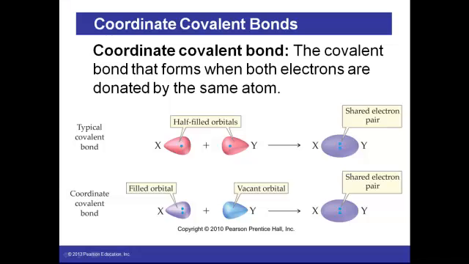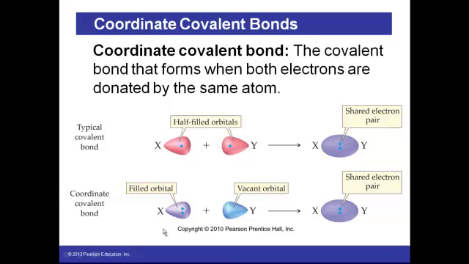In a typical or traditional covalent bond that we've been talking about, each atom in the bonded pair is contributing a single electron to that sharing pair. And so atom X is sharing one electron with atom Y, and atom Y is sharing one electron with atom X, to equal the shared pair of electrons.